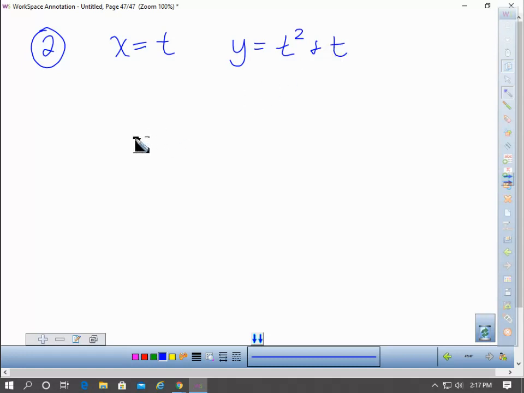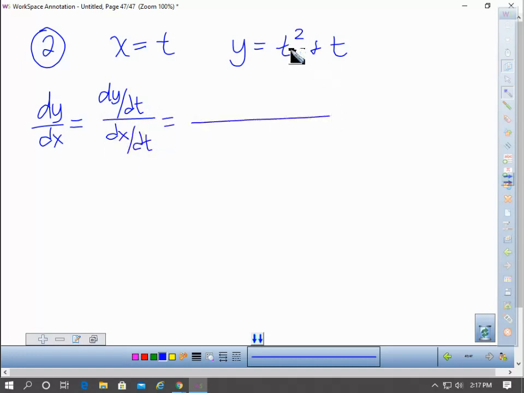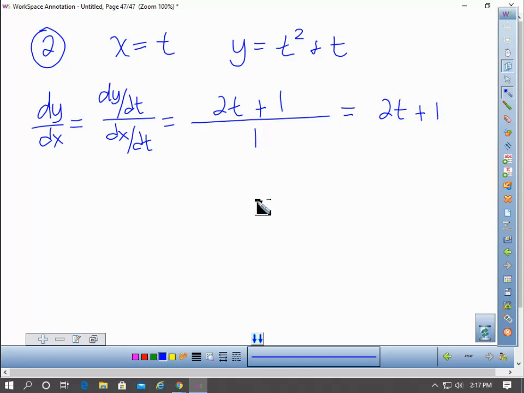All right, so now let's find the first derivative. dy/dx, the way to find that is to do dy/dt divided by dx/dt. Just remember, you do the y function on the top. So the derivative of the y function would be 2t plus 1, divided by the derivative of the x one, which would be 1. So that answer is just going to be 2t plus 1. So there's your derivative.